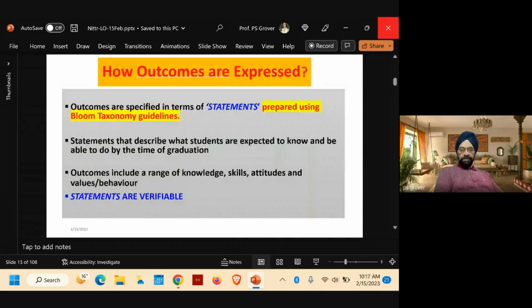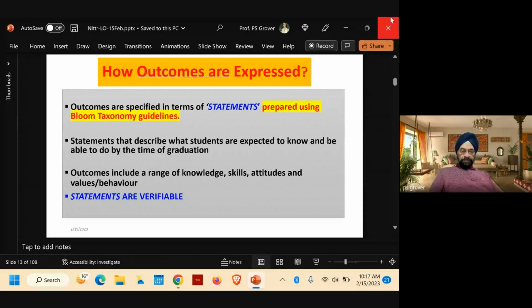So how are outcomes expressed? How do I know the learning of the student as regards knowledge, skill? Now, this is done by stating the outcomes as statements. The outcomes are specified in terms of statements, and these are prepared using Bloom's taxonomy guidelines. Because I want my student to have knowledge, skill, etc. So how can I embed that into a particular statement, and then I do this.